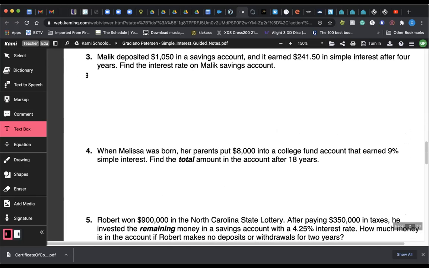So the normal equation says I is equal to PRT, but we're not looking for the interest this time. What are we looking for? The rate. The interest rate. So we need it to say R. R is equal to what? I divided by PT. Very good. I divided by PT. Again, we can find that just by dividing away the things that we don't need and leaving R by itself. So this is our equation that we're working with.